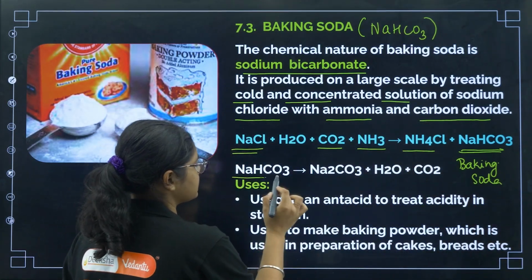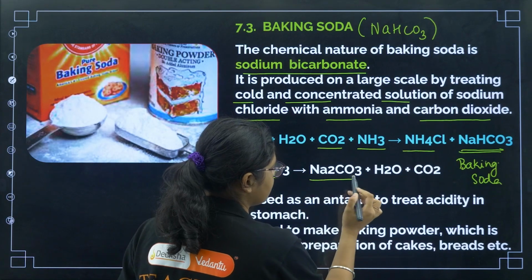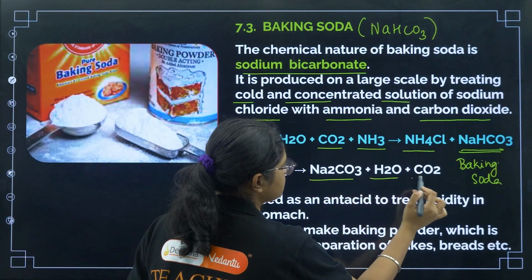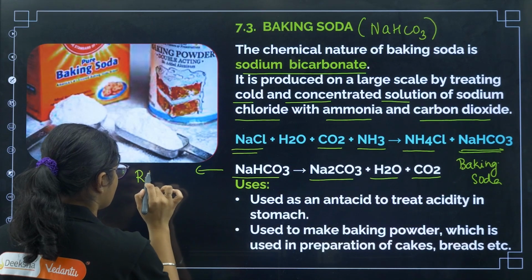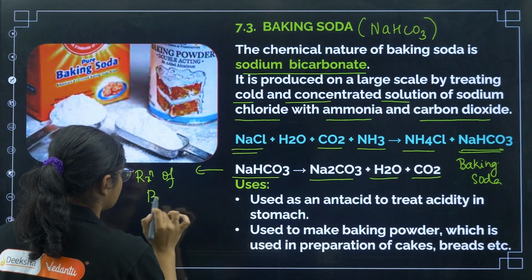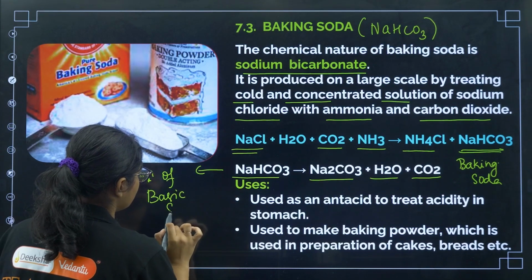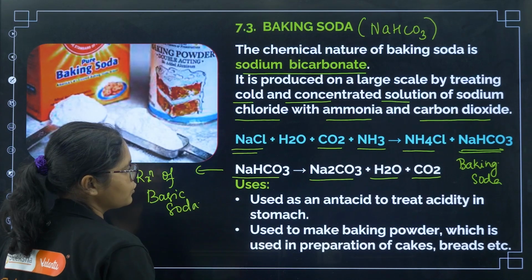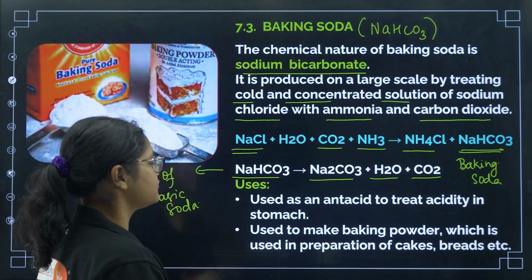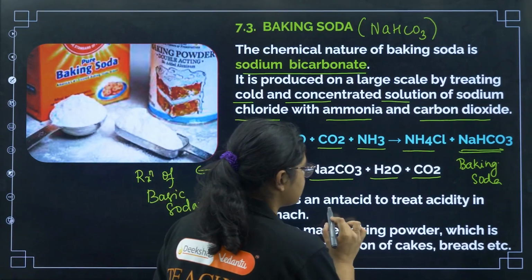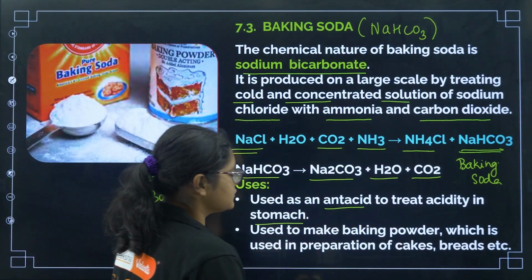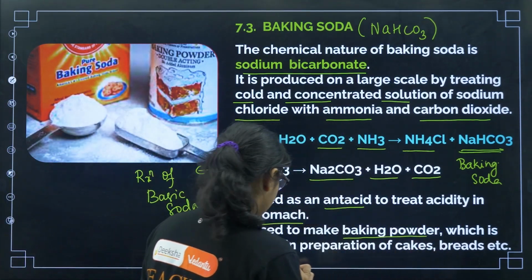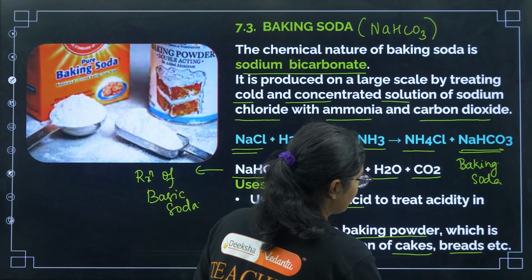Now what are the properties of this baking soda? If you heat baking soda, it will get converted to sodium carbonate, Na2CO3, along with H2O and CO2. This is the reaction of baking soda. Now what are the uses of baking soda? It is used as an antacid to treat acidity in the stomach. Next, it is used to make baking powder, which is used in the preparation of cakes and breads, etc.